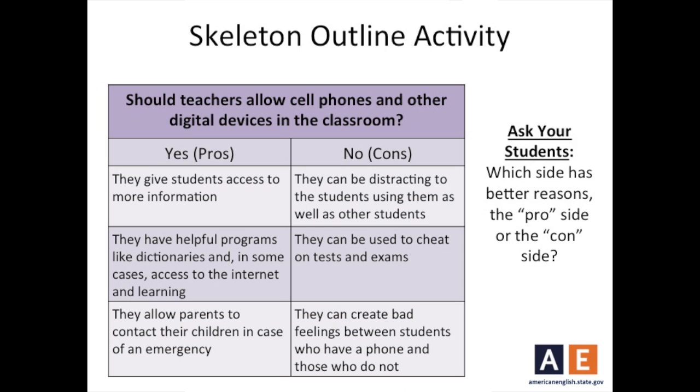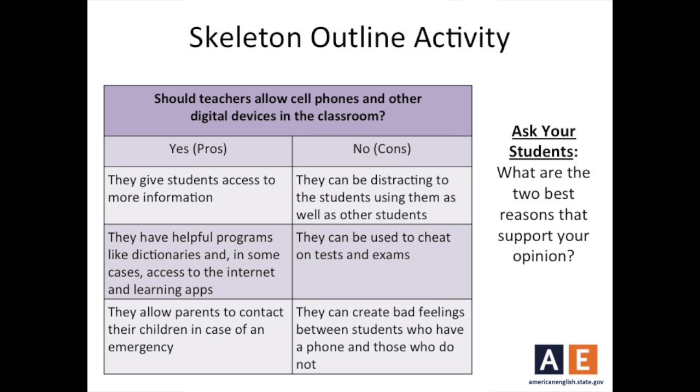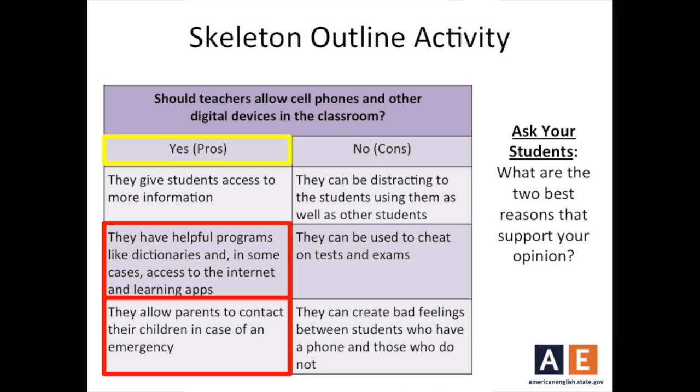Once each student has picked a side, ask a follow-up question. What are the 2 best reasons that support your opinion? Ask the students to individually go through the reasons that the class has brainstormed and pick 2 pros or 2 cons. In this example, I have selected the side that claims teachers should allow students to use cell phones in class because they have helpful programs and they allow parents to contact their children.